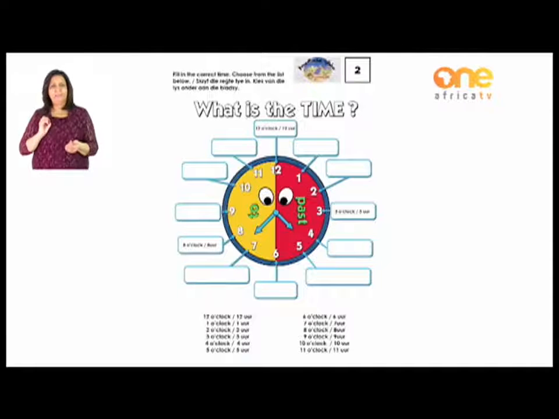I would like you to complete the work on page 10. You need to fill in the correct time. The times are written right at the bottom of the worksheet. Let's do our work right now. As you have seen on the big clock on page 10, we now know how to show o'clock. Let's move on. Let's turn to page 11 of our booklet.